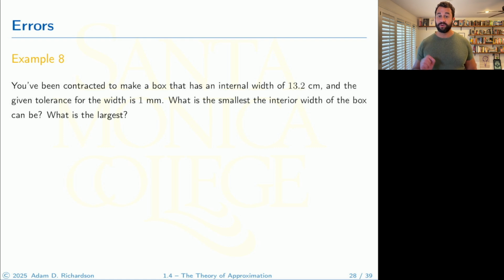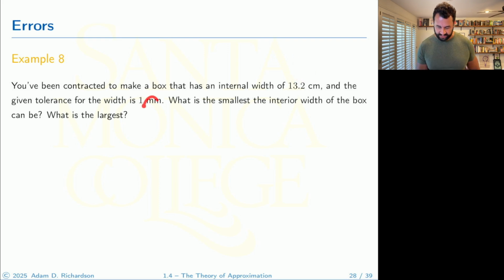Okay, now let's work it out together. So here's how I interpret this. I say, okay, we need to make a box that has a width, an interior width of 13.2. That's the ideal goal. That's like L, right? Now we have a tolerance. The tolerance is 1 millimeter. So we're allowed to be 1 millimeter above or 1 millimeter below this ideal measurement.